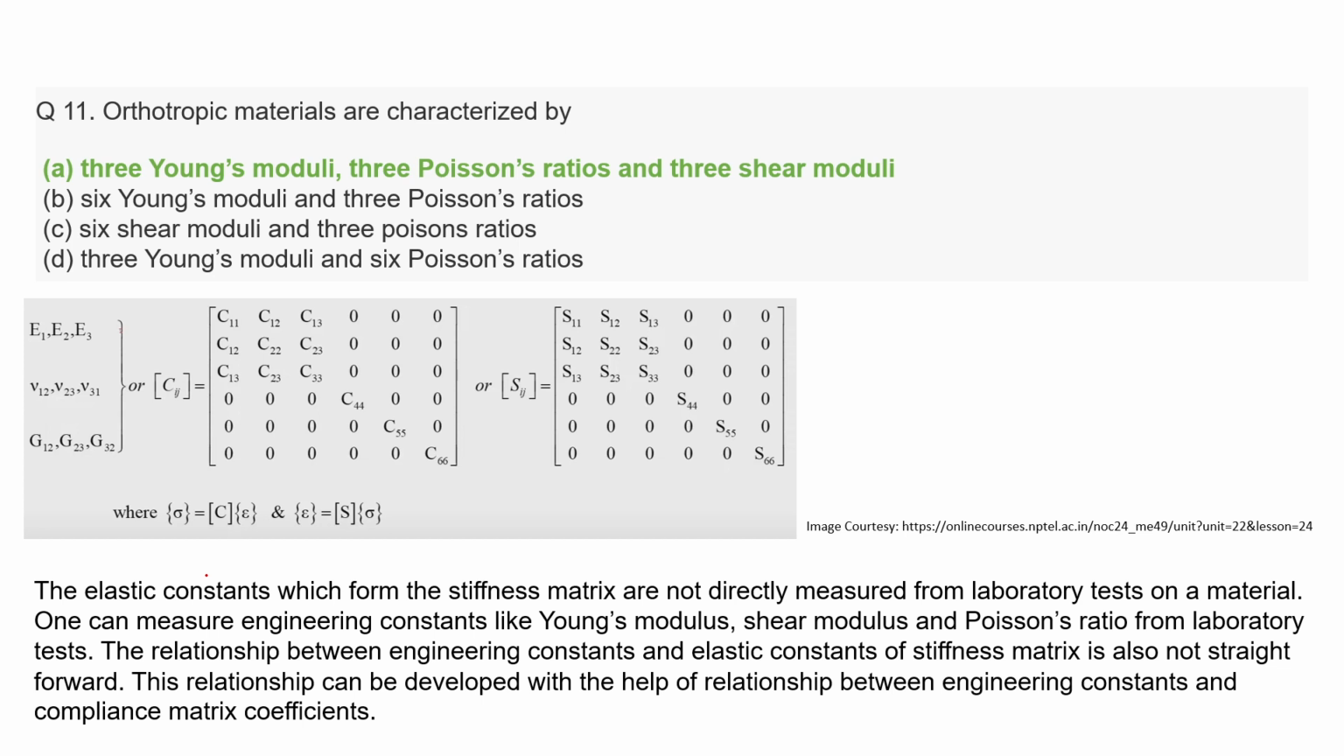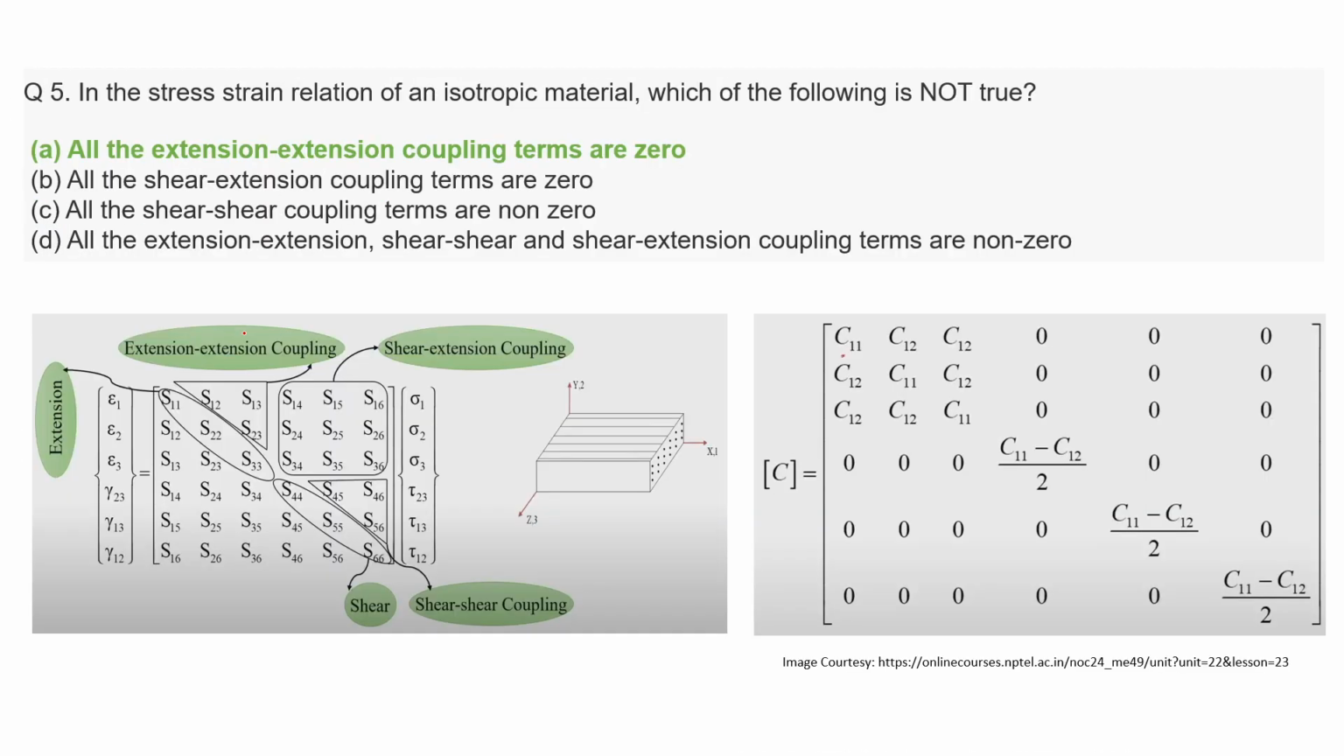The elastic constants which form the stiffness matrix are not directly measured from laboratory tests on a material. One can measure engineering constants like Young's modulus, shear modulus, and Poisson's ratio from laboratory tests. The relationship between engineering constants and the elastic constants of the stiffness matrix is also not straightforward. This relation can be developed with the help of the relationship between engineering constants and compliance matrix coefficients. So all these coefficients have some relation with Young's modulus, Poisson's ratio, or shear modulus, as I think I have shown previously.